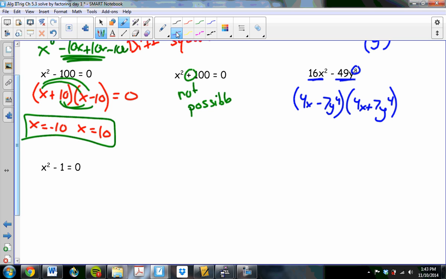Please remember that 1 is a perfect square. 1 is a perfect square, so my solutions are -1 and 1.